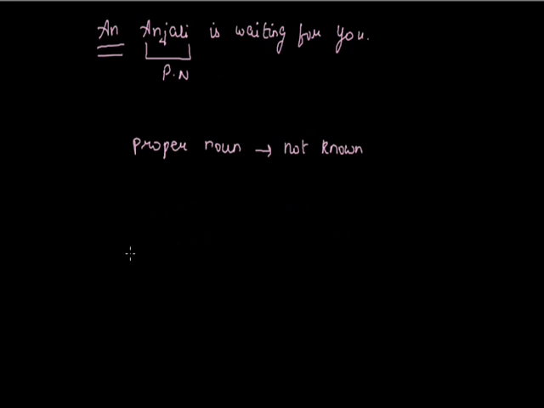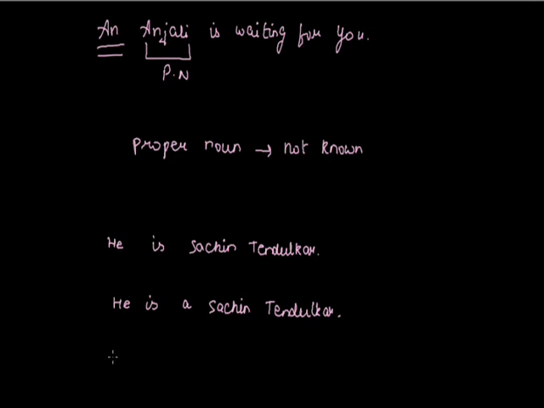Another example of how we can convert a proper noun to a common noun is if I write three sentences. He is Sachin Tendulkar. He is a Sachin Tendulkar. And he is the Sachin Tendulkar of the class. What is the difference between these three sentences?